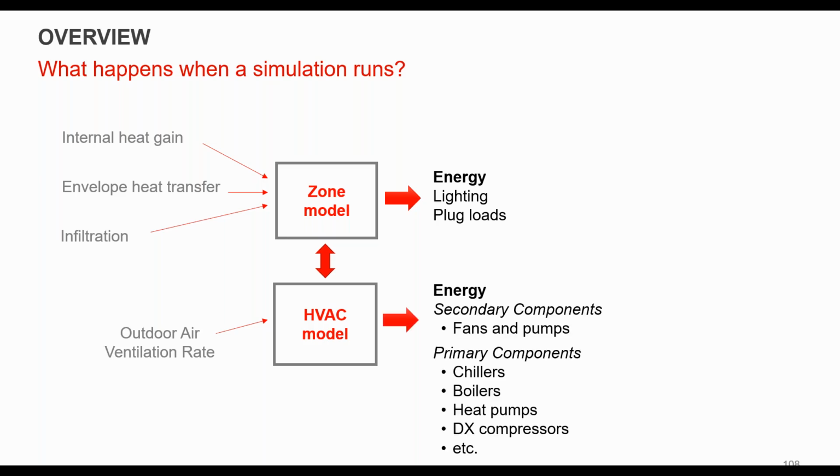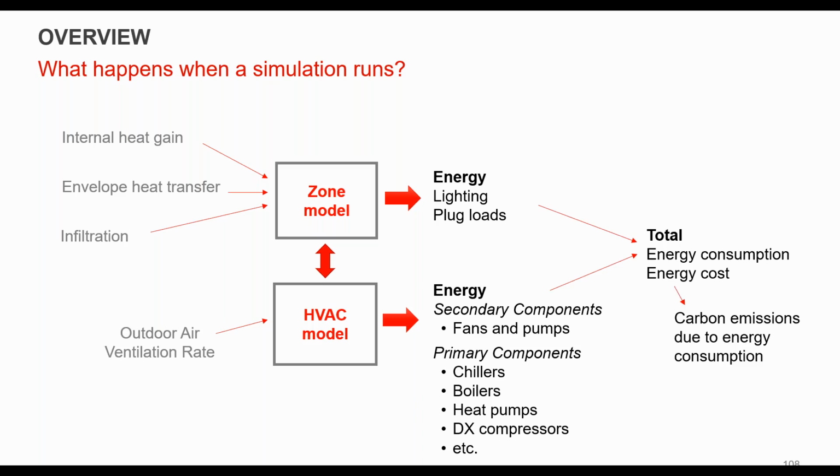So what comes out of that, you have energy out of the zone model that is your lighting, plug loads, all of your sort of zone level energy consumption. And out of the HVAC model, you have all your HVAC related energy consumption. So fans, pumps, and then all your primary equipment. And that all gets summed up to get total consumption, cost, and emissions, right? So very, very high level, but that's really what's going on, right? Is you've got, at each time step, you're doing the same calculation for every time step through the entire model. So for 8,760 hours.